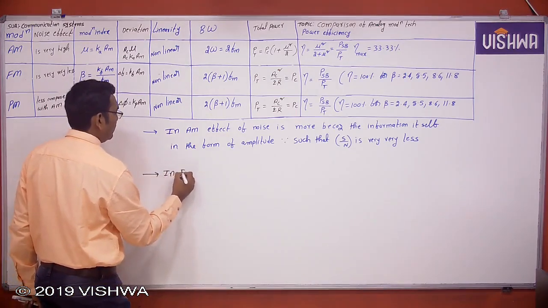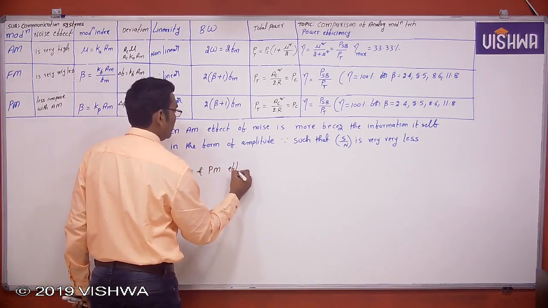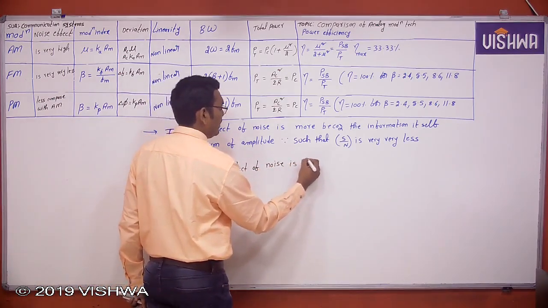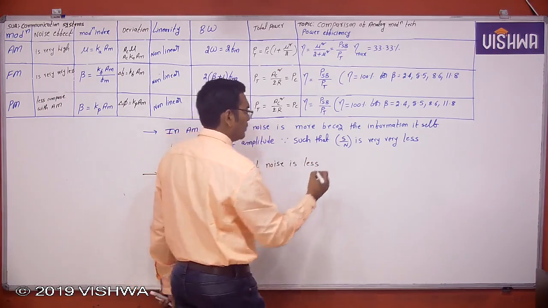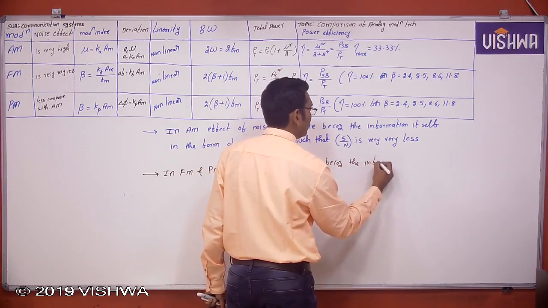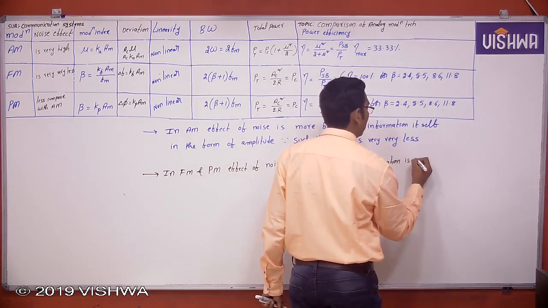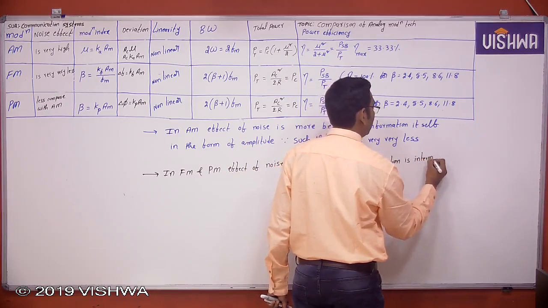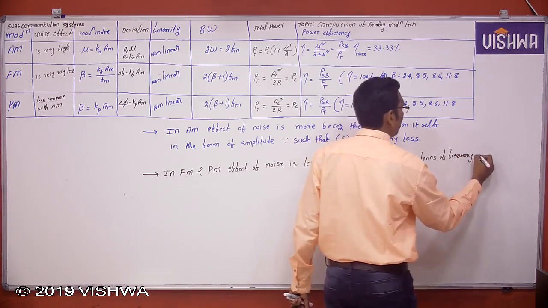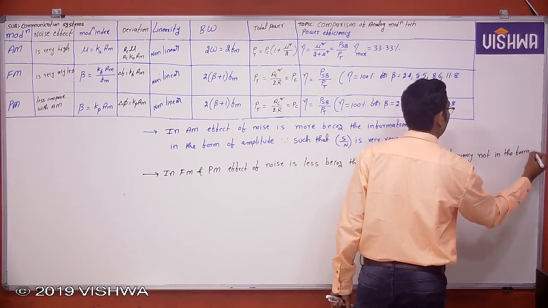In FM and PM, the effect of noise is less because the information is in terms of frequency, not in the form of amplitude.